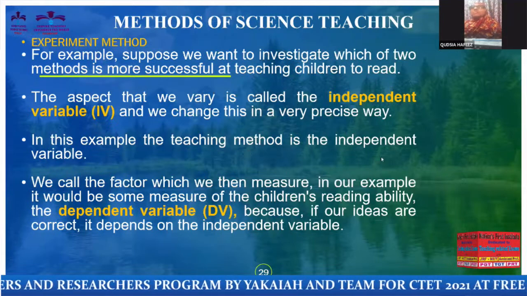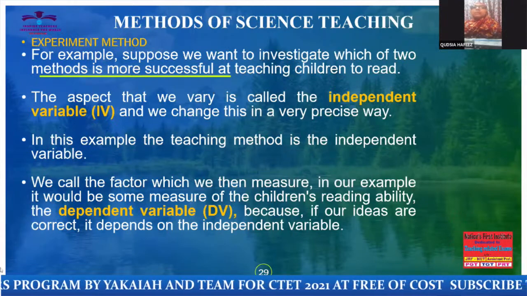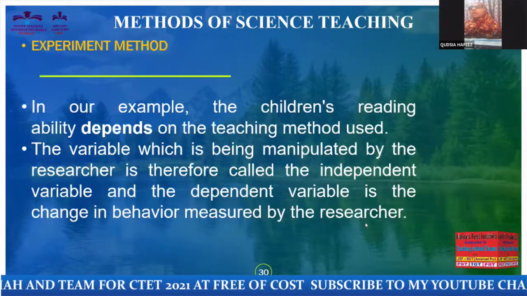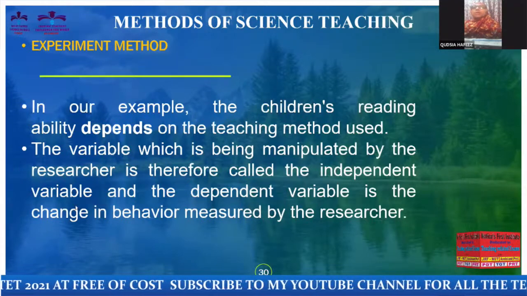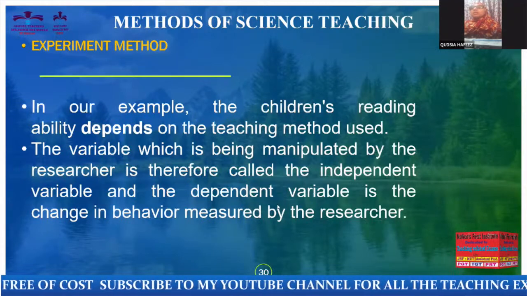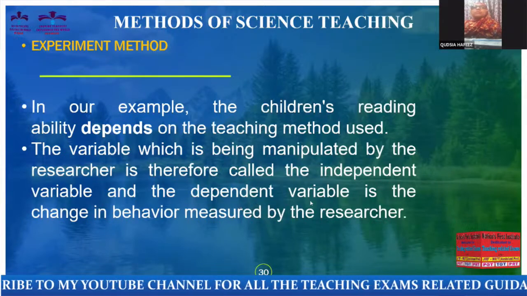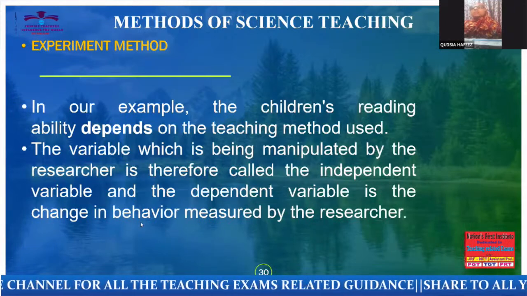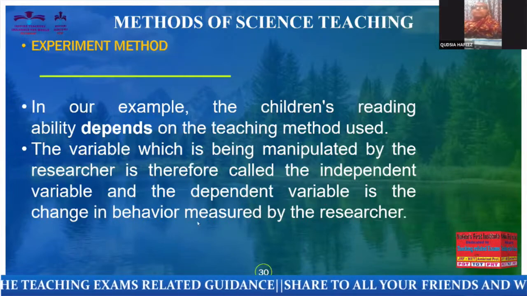The variable which is being manipulated by the researcher is therefore called the independent variable, and the dependent variable is the change in the behavior measured by the researcher. So the teacher is here changing the method, that is the independent variable. The child's learning ability, the ability to read, that is the dependent variable. So the change in the behavior, the children's ability to read, is measured by the researcher and is the dependent variable.